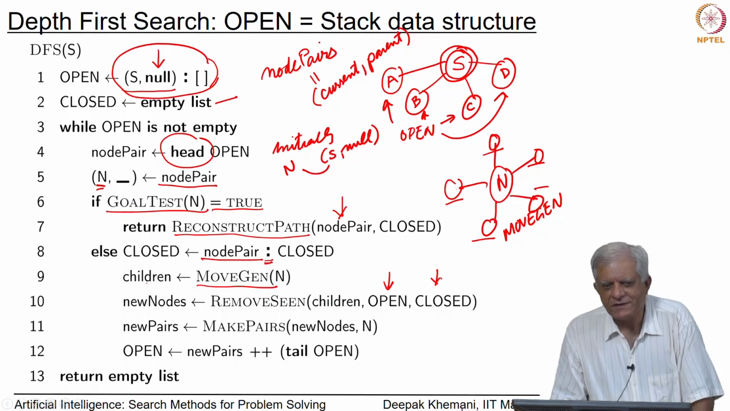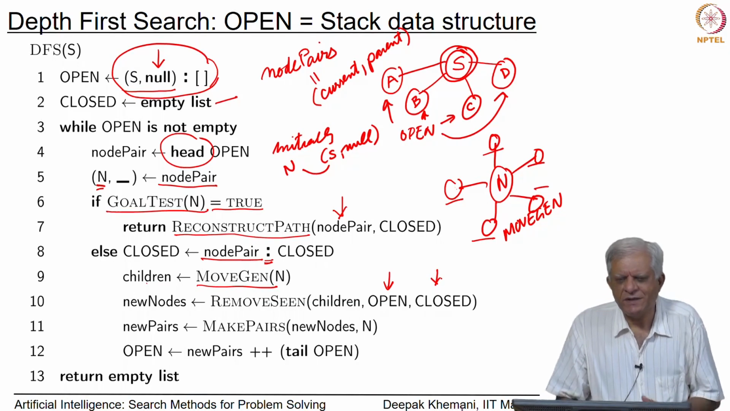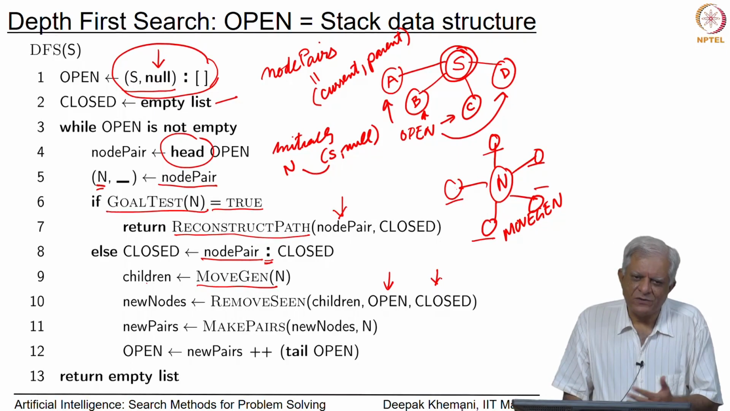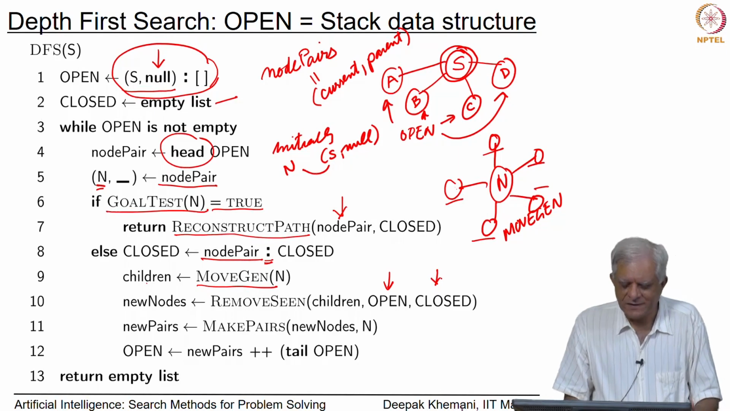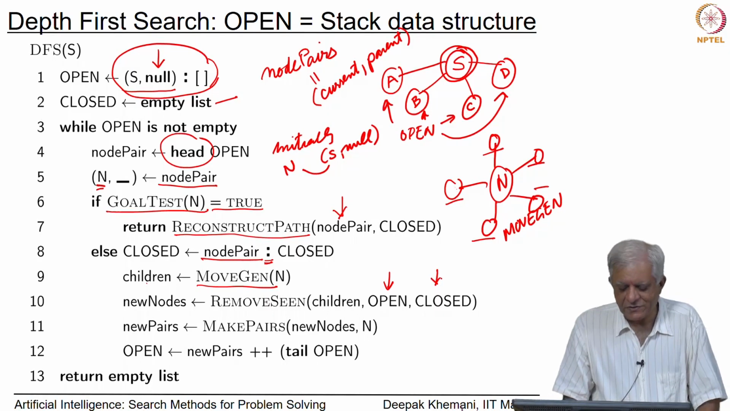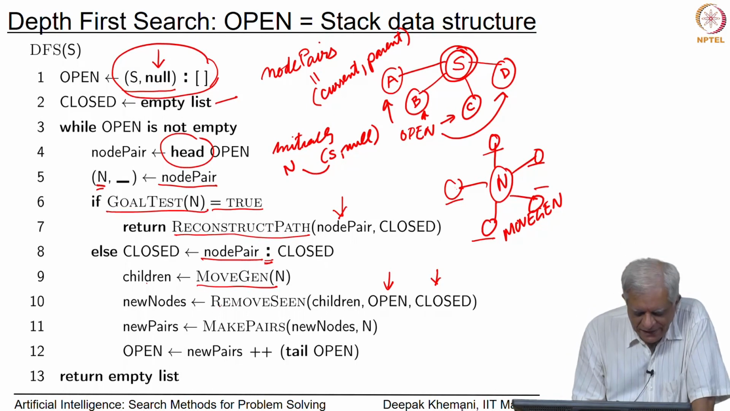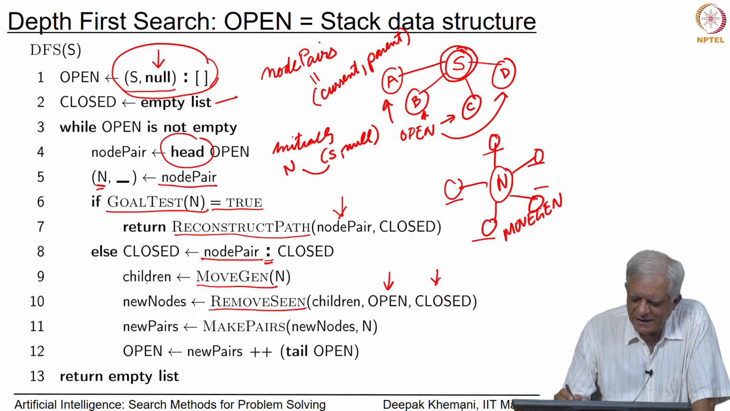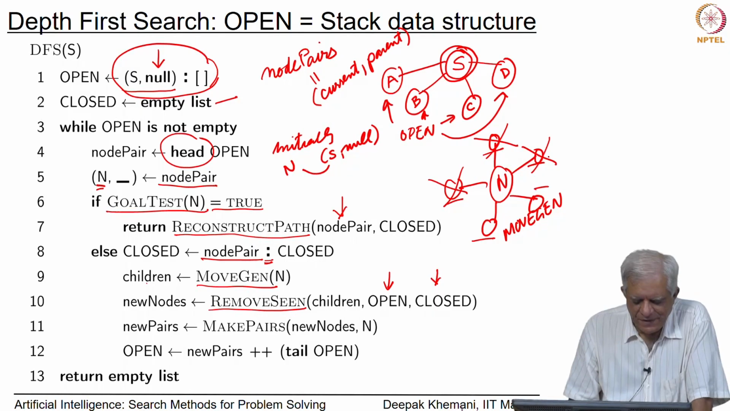So, we have seen earlier the impact of removing these nodes is that you do not want to keep visiting the same node again and again. It only increases the search effort, and you can often get away by simply not looking at those nodes again. So, there is a function that we will write in the next few slides, which is called the remove seen function, and what this function does is that it takes these children which are generated by move gen function and removes any children which are either already on open or already on closed essentially.